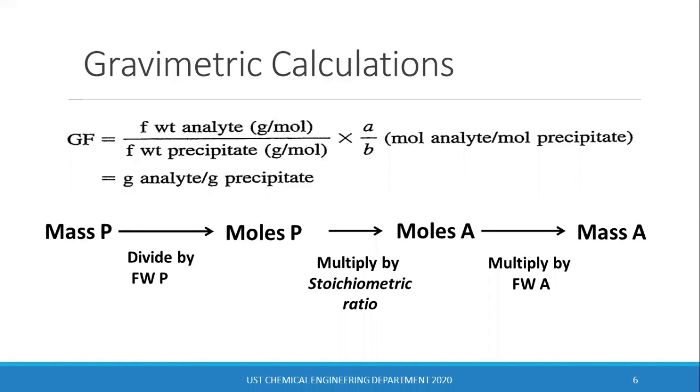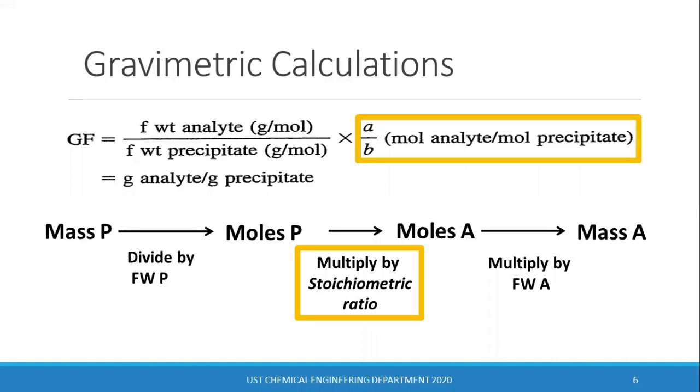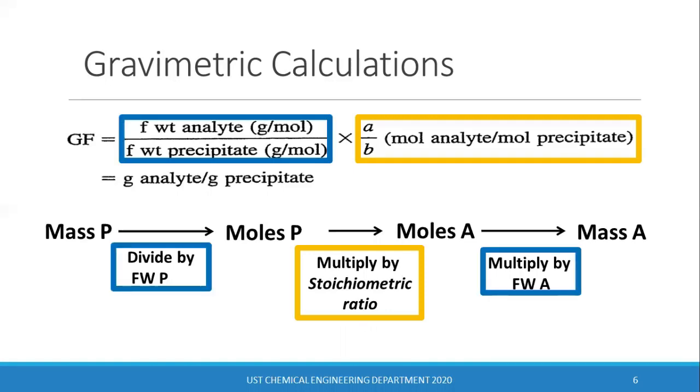To better understand their similarity, we will highlight each part of the gravimetric factor. First, this A over B factor here corresponds to the stoichiometric ratio of the analyte and the precipitate. Next, the ratio of the formula weight of the analyte and precipitate corresponds to these steps in stoichiometric calculations. Sa first part ng stoichiometry, naka-divide si formula weight ni P. Sa last part naman ay naka-multiply si formula weight ni A. Combining these two will result to the ratio of the formula weights in the gravimetric factor.